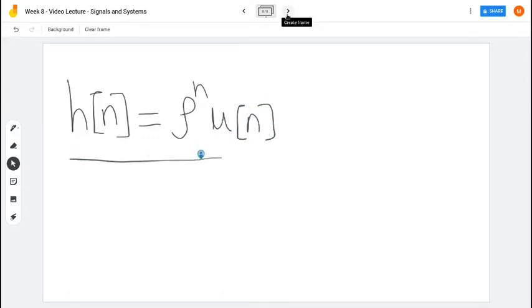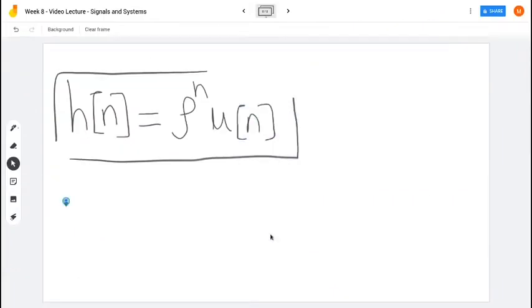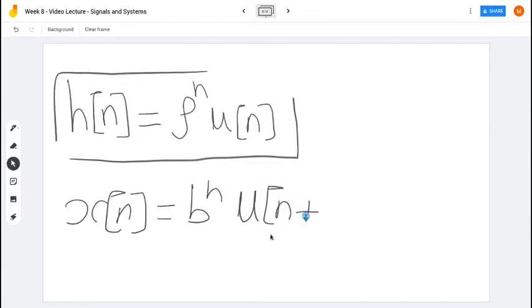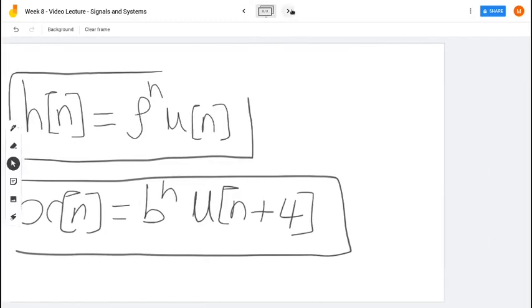Now we are ready to perform the convolution sum and find the output. So going back to our example, we need to find the output for this input x of n equals b to the power n u of n plus 4. So the input x of n is b to the power n u of n plus 4. And as you remember, u of n plus 4 is a unit step that starts at minus 4. Unit step shifted to the left.